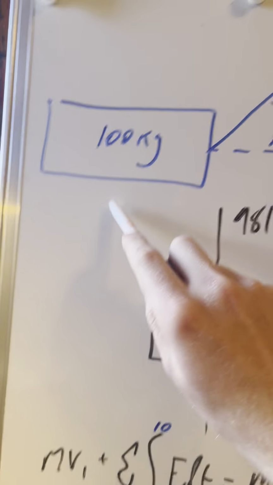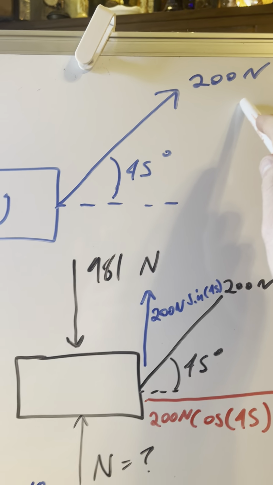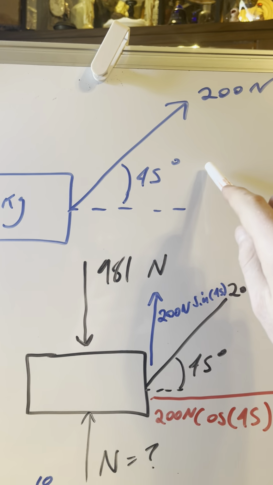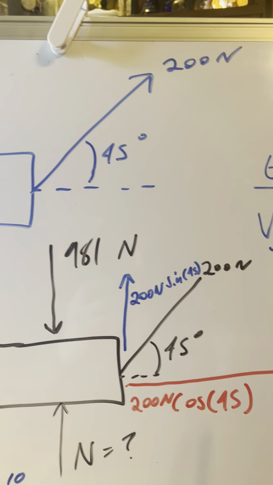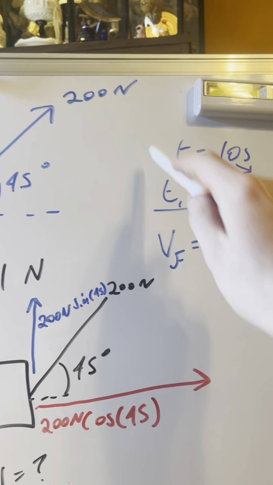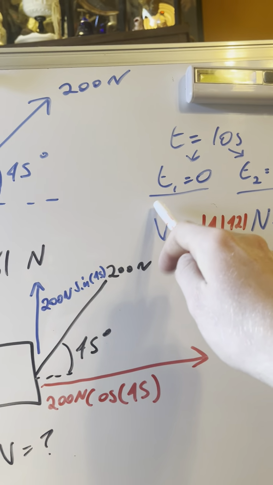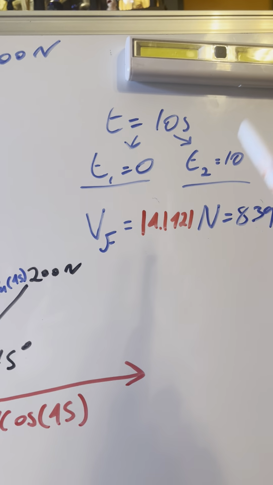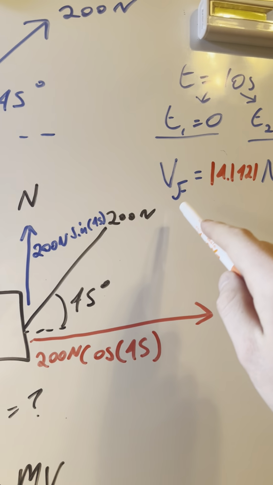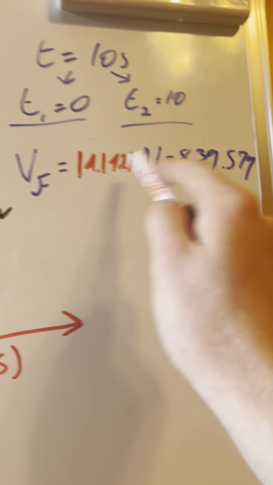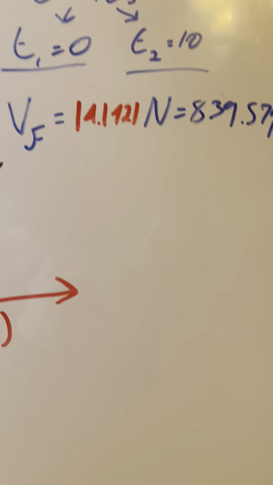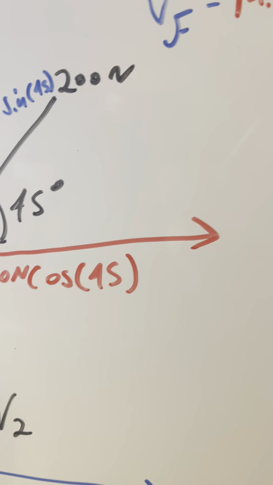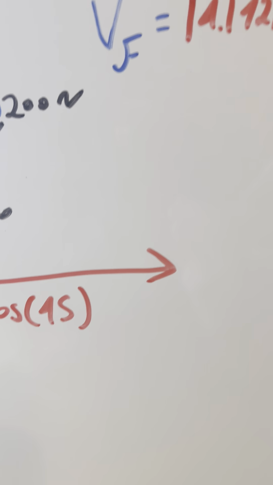So this is how I started it, right? We have a 100 kilogram crate, and you can see that's the picture. 100 kilograms, 200 Newton force going at an angle at 45 degrees. So I wrote time, t is 10 seconds, and this is our time interval. So t1 is 0, t2 is 10, right? So our vertical force, which now the values are here, that's the normal force.